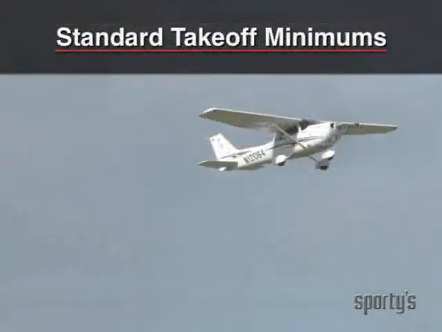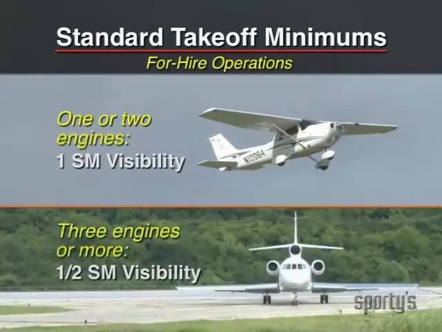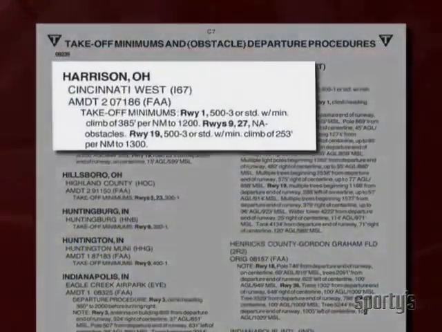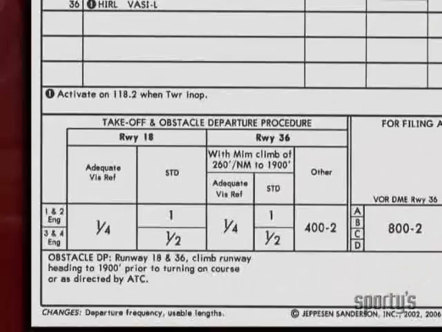The standard takeoff minimums that apply to Part 121 and higher operations are 1 statute mile if an airplane has 1 or 2 engines, and 1/2 mile for airplanes with 3 or more engines. Non-standard takeoff minimums will vary. In this example, at Harrison, Ohio, the takeoff minimums for runway 1 are a 500-foot ceiling and 3 miles visibility. The standard takeoff minimums can be applied if the airplane can climb at least 385 feet per nautical mile to 1,200 feet MSL. For Jeppesen users, textual ODPs are printed on the approach chart.